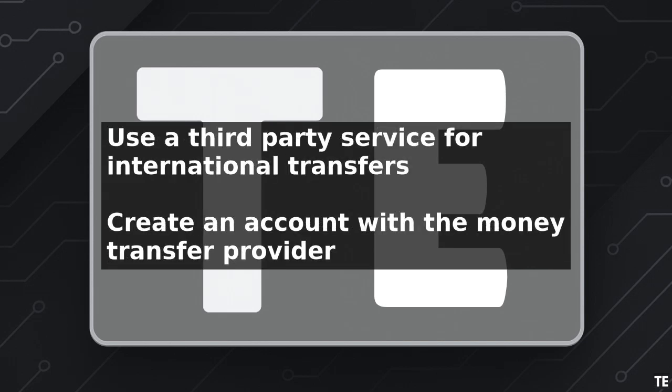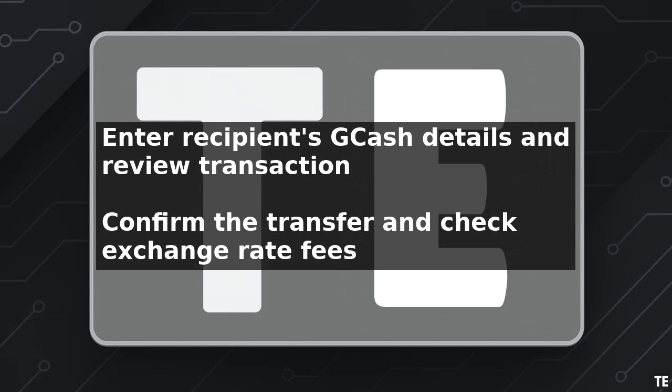Now, to send money from Zelle to GCash, you will need to use a service that supports international money transfers, such as a third-party money transfer provider. You can use services like Remitly or Zoom to send money from your Zelle linked bank account to GCash. To do this, create an account with the money transfer provider and link your Zelle-funded bank account as the funding source. Then, enter the recipient's GCash details, including their name and GCash mobile number.